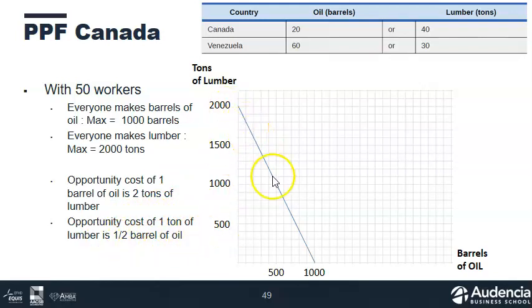We see this from the slope of this line. To get 1,000 barrels of oil, I have to give up 2,000 tons of lumber. Okay, so it's a 1-to-2 relationship. So for 1 more barrel, I've got to give up 2 tons of lumber, and vice versa. To get 2,000 tons of lumber, I have to give up 1,000 barrels of oil. To get 1 ton of lumber, I have to give up a half barrel of oil. And that's the opportunity cost.